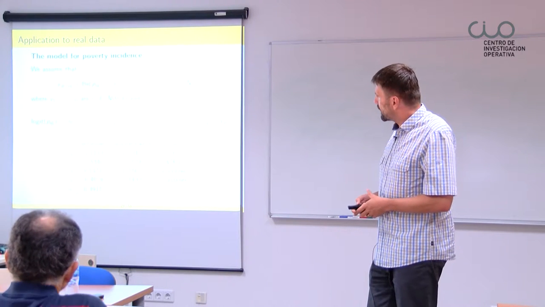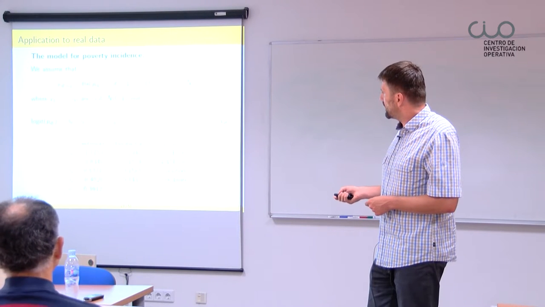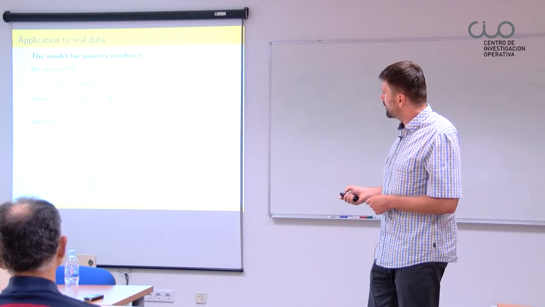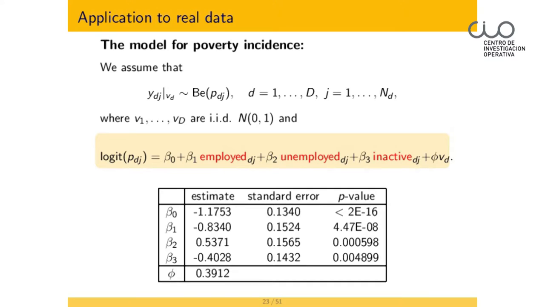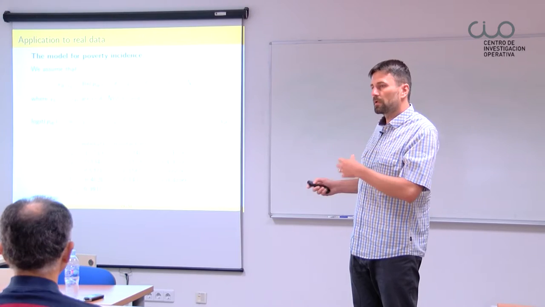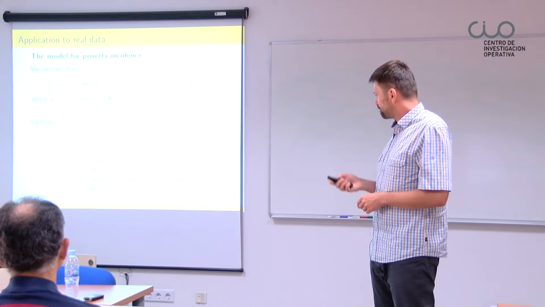If we look at the estimates of the parameters of the model, we can observe that all of them are significant. Let's look at the interpretation. For example, beta 1 is negative, so it means the more people are employed, the lower their probability of being poor. It corresponds to our expectation, and the same happens here. If they are unemployed, then beta increases the probability of being poor. So it corresponds to our expectation of the model.